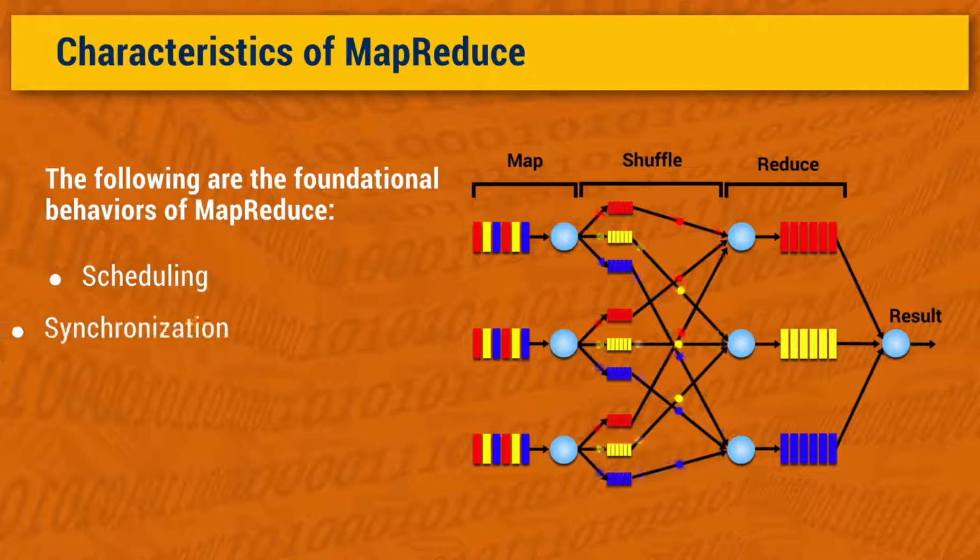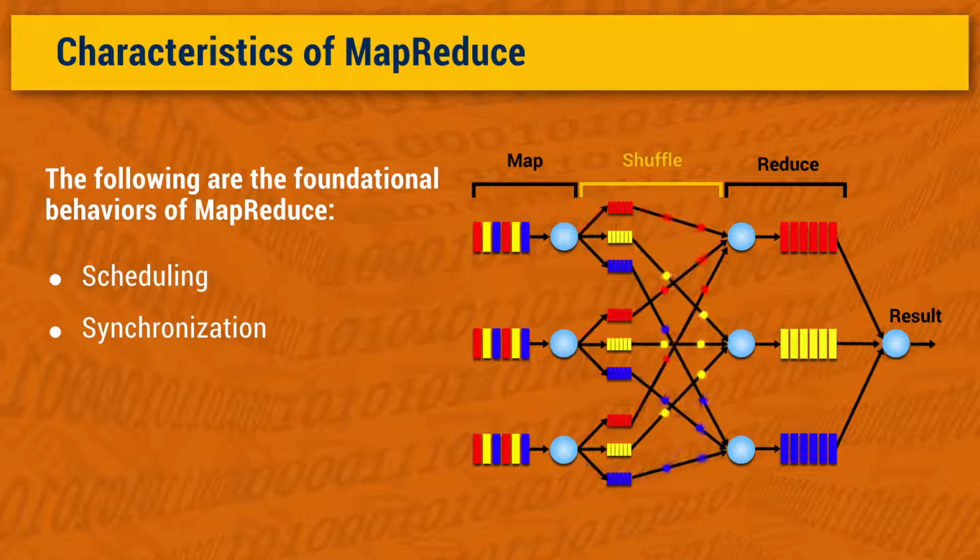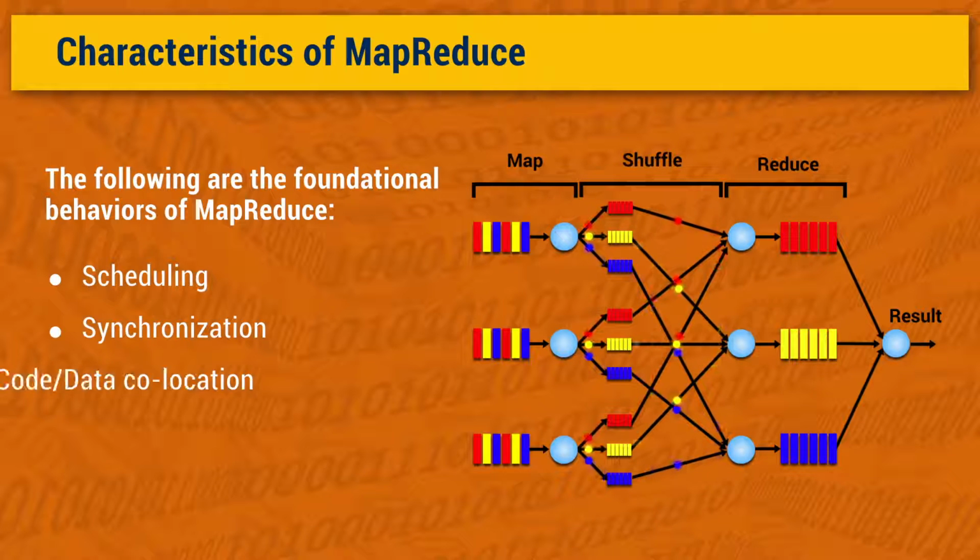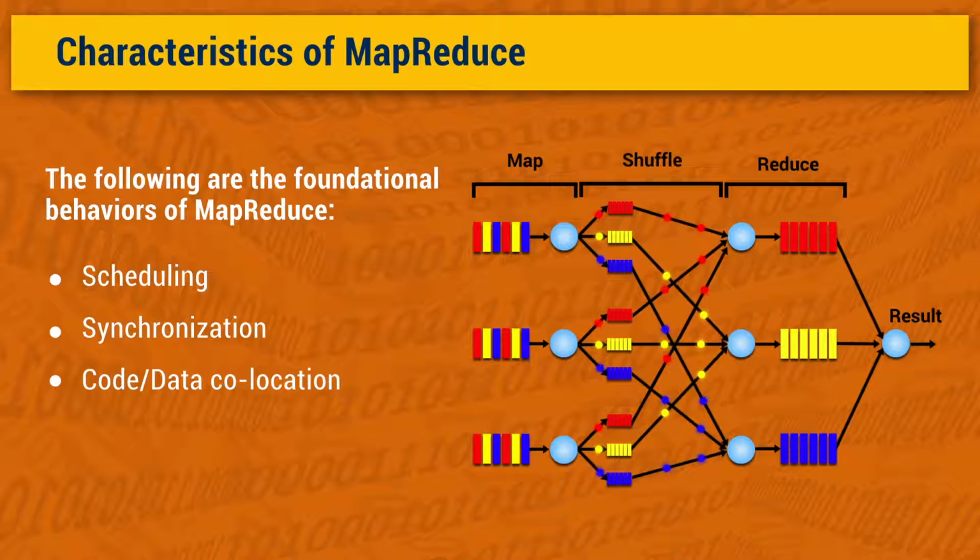The next is synchronization. Since more than one process is concurrently executed in a cluster, synchronization mechanisms must be in place. This includes a function called shuffle and sort, which collects and prepares all the mapped data for reduction. The third characteristic is code data collocation, where code refers to the mapping functions. The code and data must be co-located or located on the same machine or node to ensure effective processing.